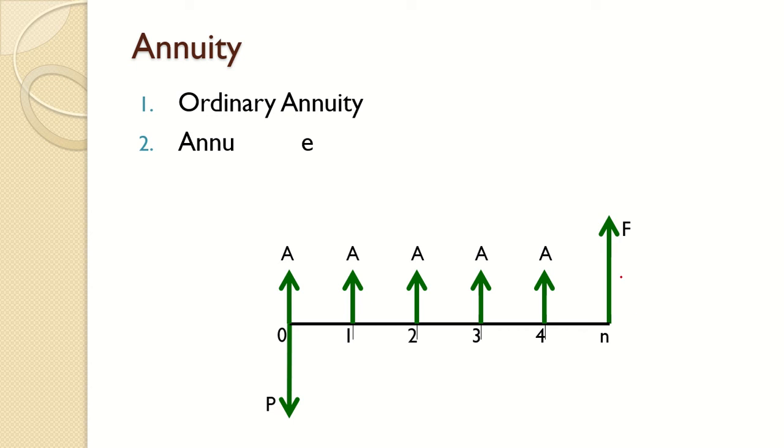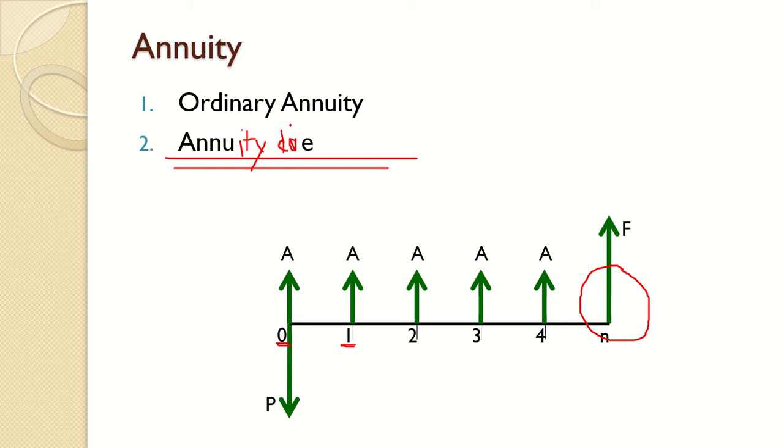However, the difference is that in annuity due, there is no more payment at the end of the last period. Meaning you advance it here at the beginning of the first period. So 0 here is the beginning of the first period. 1 here is the beginning of the second period. So there is a difference. After discussing annuity due, we now have two interpretations when we deal with the periods. So this is annuity due.